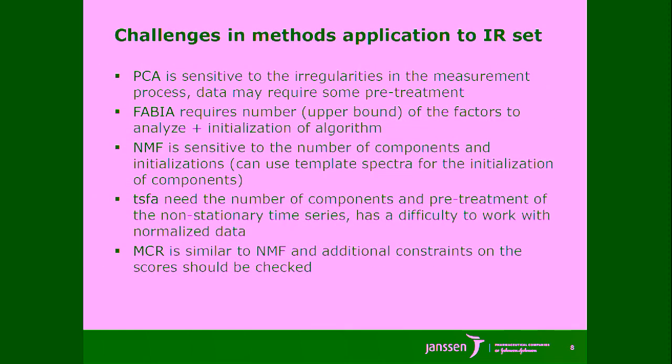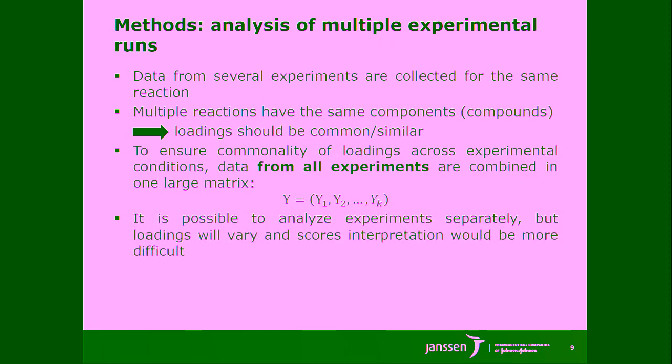There are some challenges to this. PCA is sensitive to non-regularities in the measurement. FABIA will require a number, an upper bound of factors to analyze, and an initialization algorithm. NMF, on the other hand, is also sensitive to the number of components and can require initialization. But there you can use template spectra to initialize these components.